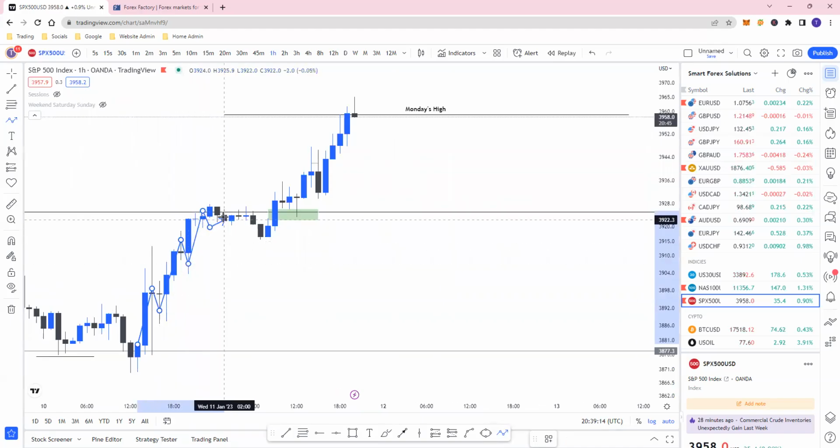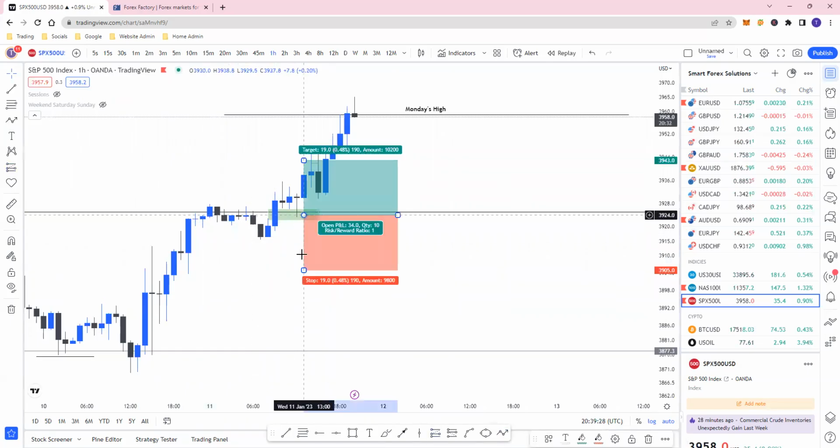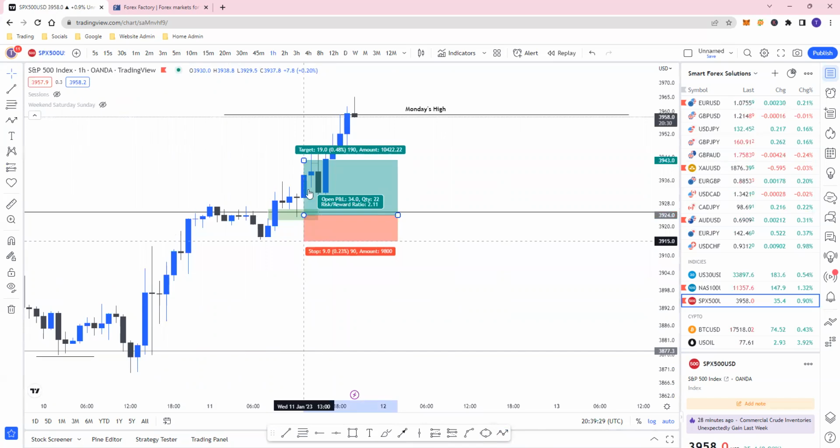What we're doing is retracing into this imbalance, then an aggressive push higher. There's your imbalance, which has been left. Your entry is literally order block and imbalance right there. If you're holding that now, you are up nearly a 4 to 1.